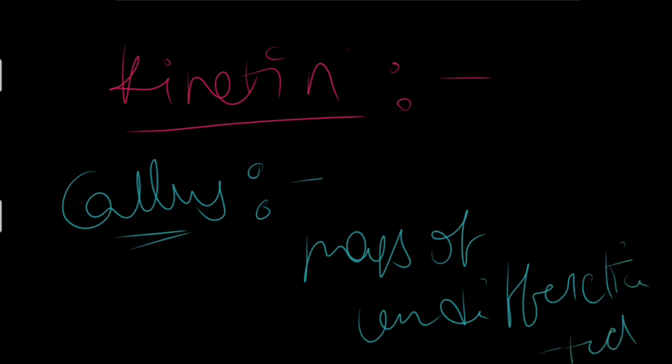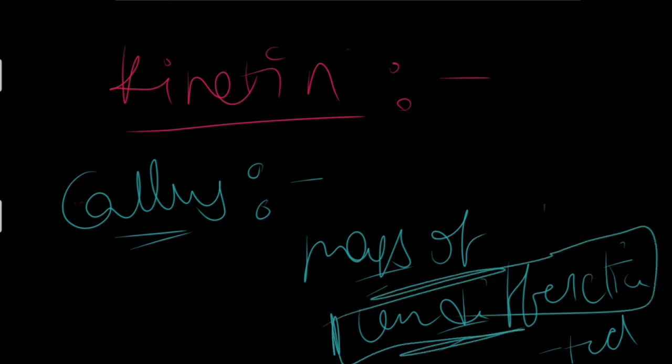Yes, we have discussed differentiation. Undifferentiated cells means not mature, meristematic cells. It is a mass of meristematic cells or undifferentiated cells or immature cells. And this callus led to the discovery of kinetin. How? Let's see.